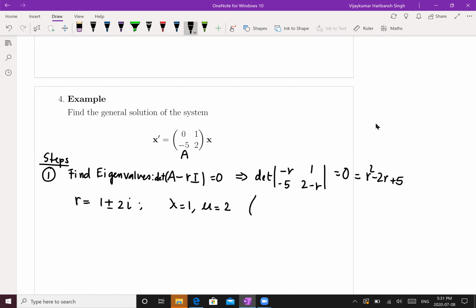We are comparing it with lambda plus or minus mu i. Okay, so we got this. So now we need to find A and B, right? So we need to find vector A and vector B. To find A and B, we have A minus (1 plus 2i) I times vector Z equals 0.